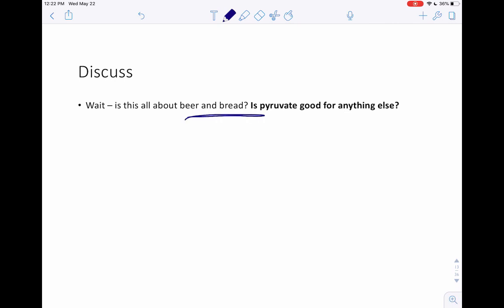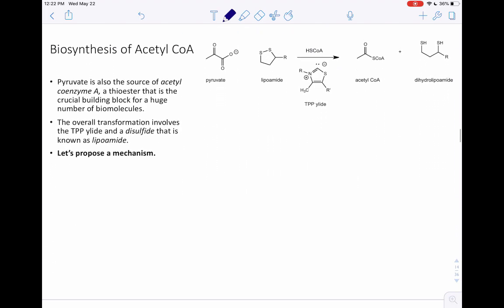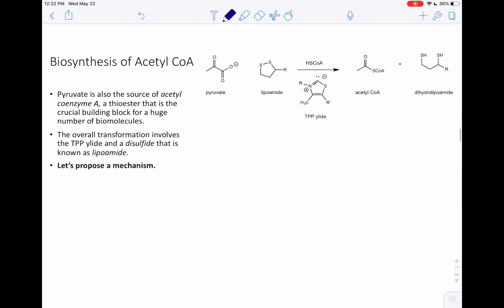All right, is this all about beer and bread? Is this just because I like both of those? No. So pyruvate is definitely good for something else. So pyruvate is the source of acetyl-CoA, so this molecule, which you have certainly heard about before if you've taken biology. It is a crucial building block for a number of biomolecules. It's an extremely important molecule.